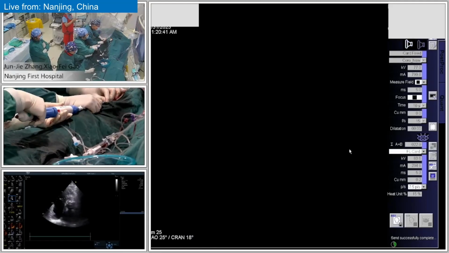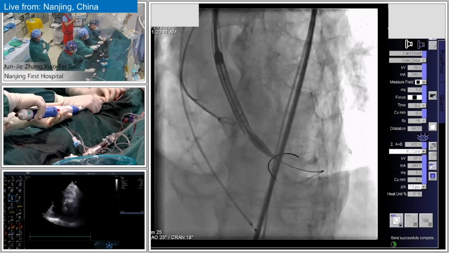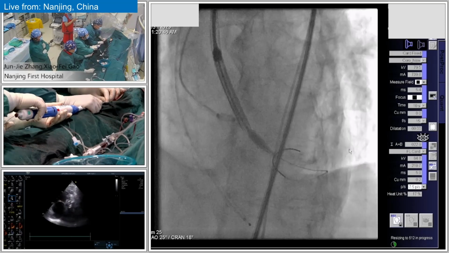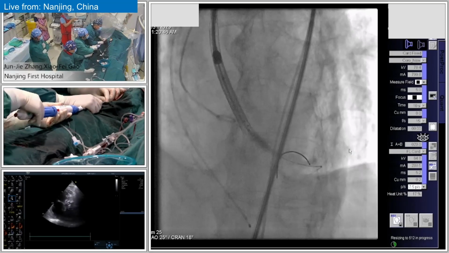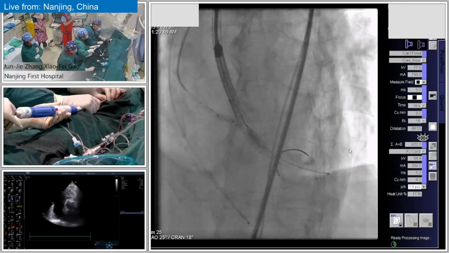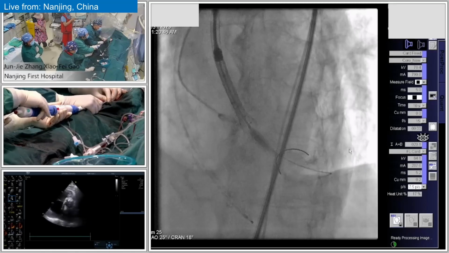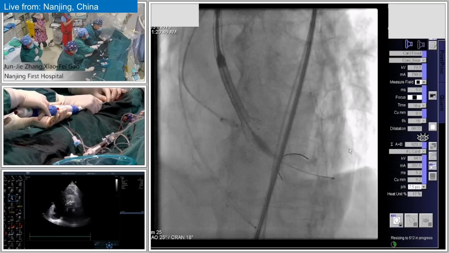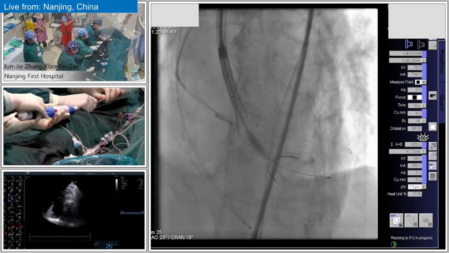Okay, good. Okay, release. 114. Oh, a little. Yes, please. You can see the position is good. Release. Release.